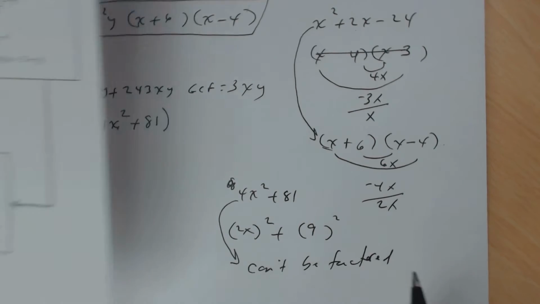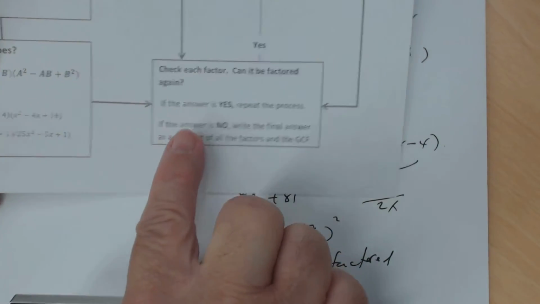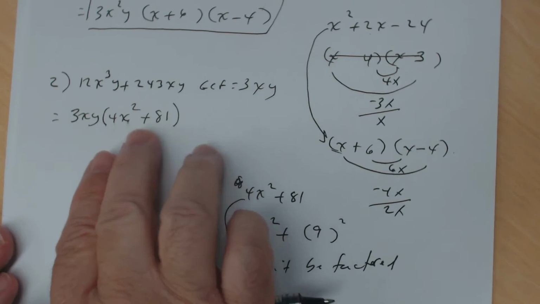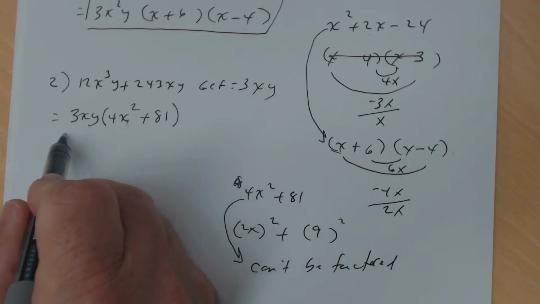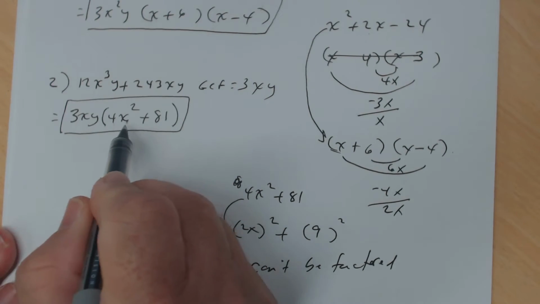Right? So when I did this, you recheck each factor. Can it be factored further? So it can't. So that's your answer. So the answer is just 3xy times 4x squared plus 81.